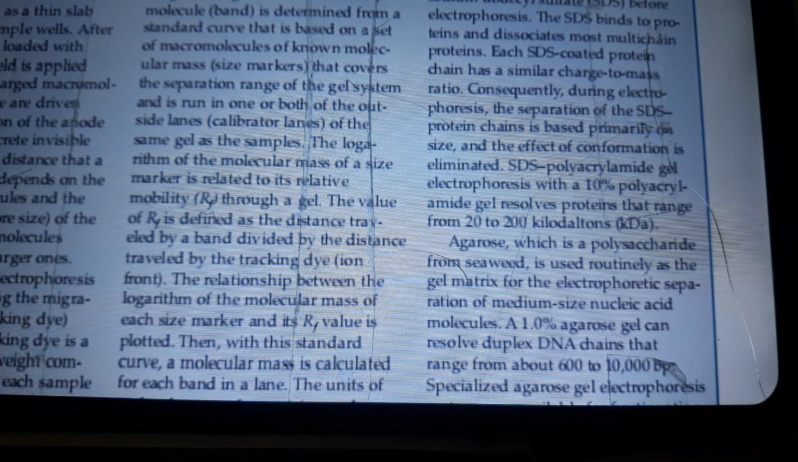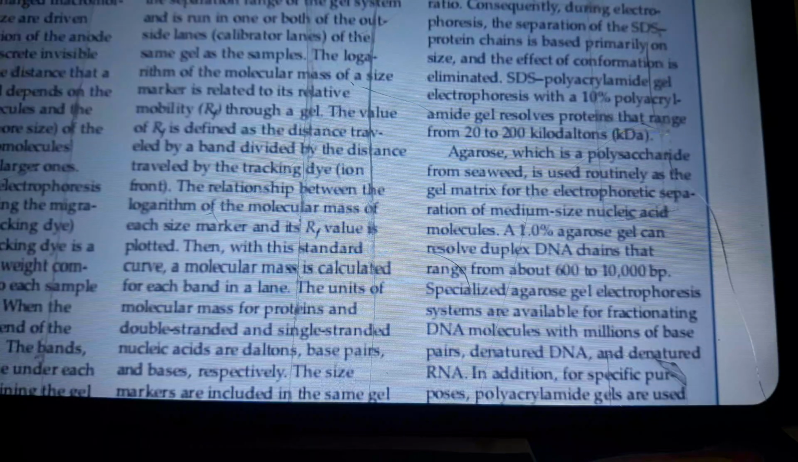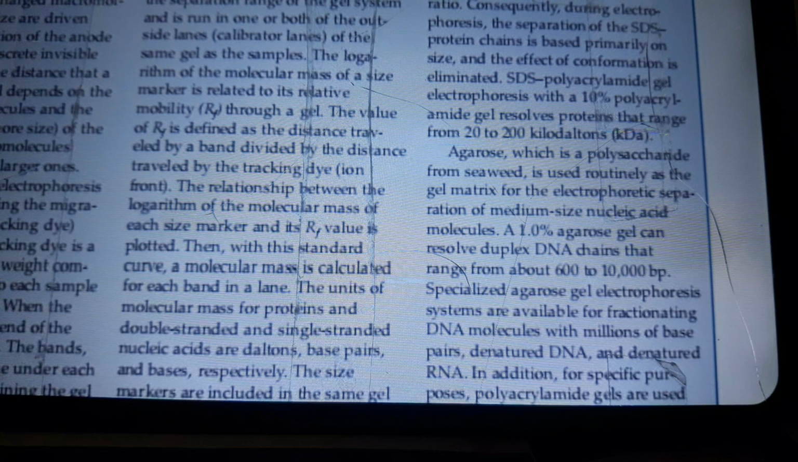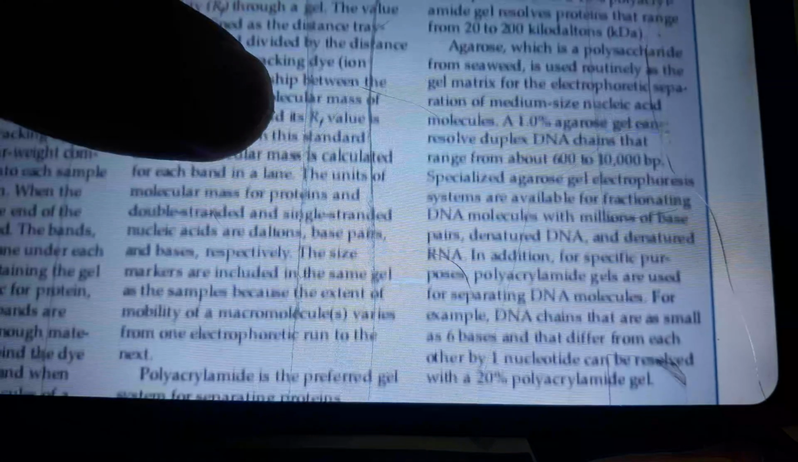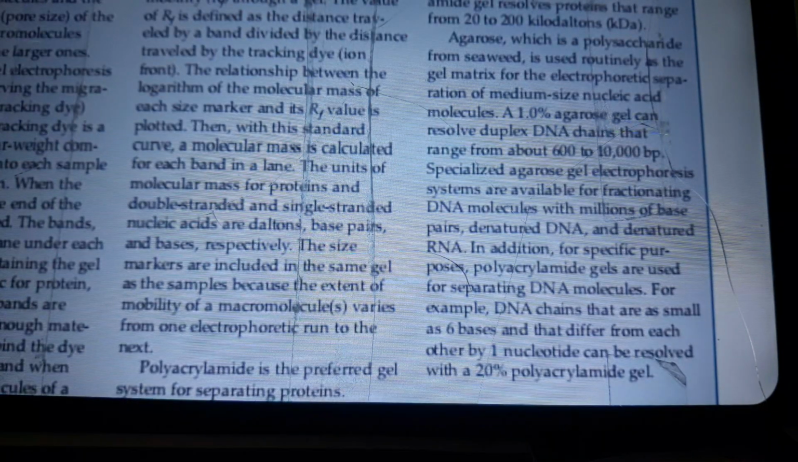The SDS binds to proteins and dissociates most multi-chain proteins. Each SDS-coated protein chain has a similar charge-to-mass ratio. Consequently, during electrophoresis, the separation of the SDS-protein chains is based primarily on size, and the effect of conformation is eliminated. SDS polyacrylamide gel electrophoresis with a 10% polyacrylamide gel resolves proteins that range from 20 to 200 kilodaltons, kDa.